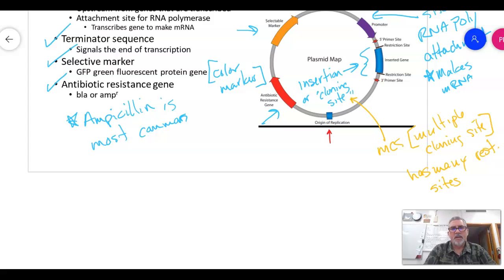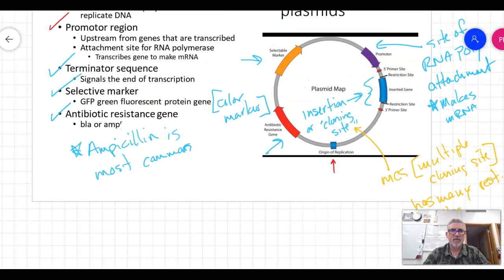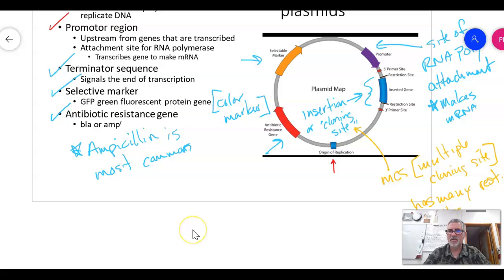So there's two varieties. There's the AMP-R gene, which is ampicillin resistance, and there's the BLA gene, beta-lactamase, and what that does is it deactivates ampicillin. So the BLA or the AMP, they're both acceptable, but they all have to have those components. All right, so it's a short and puzzling overview, but it gives you all you need to know for today.